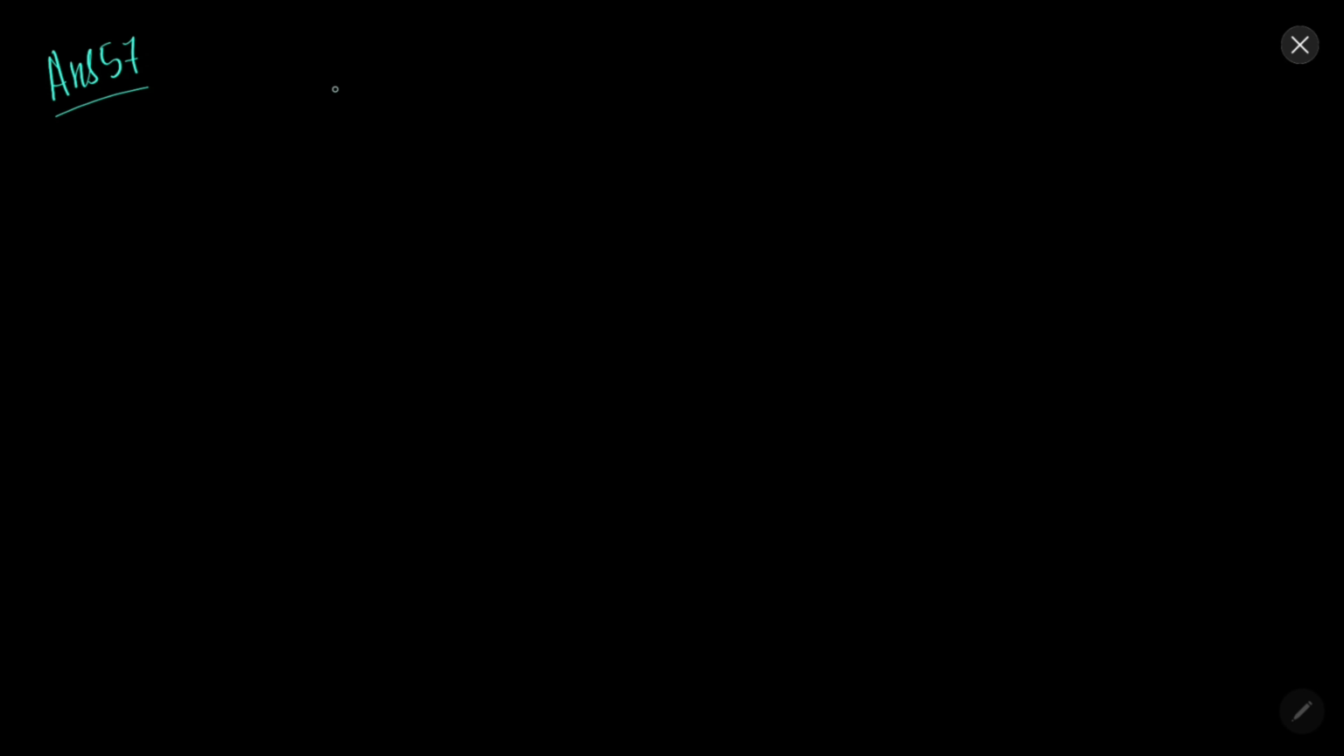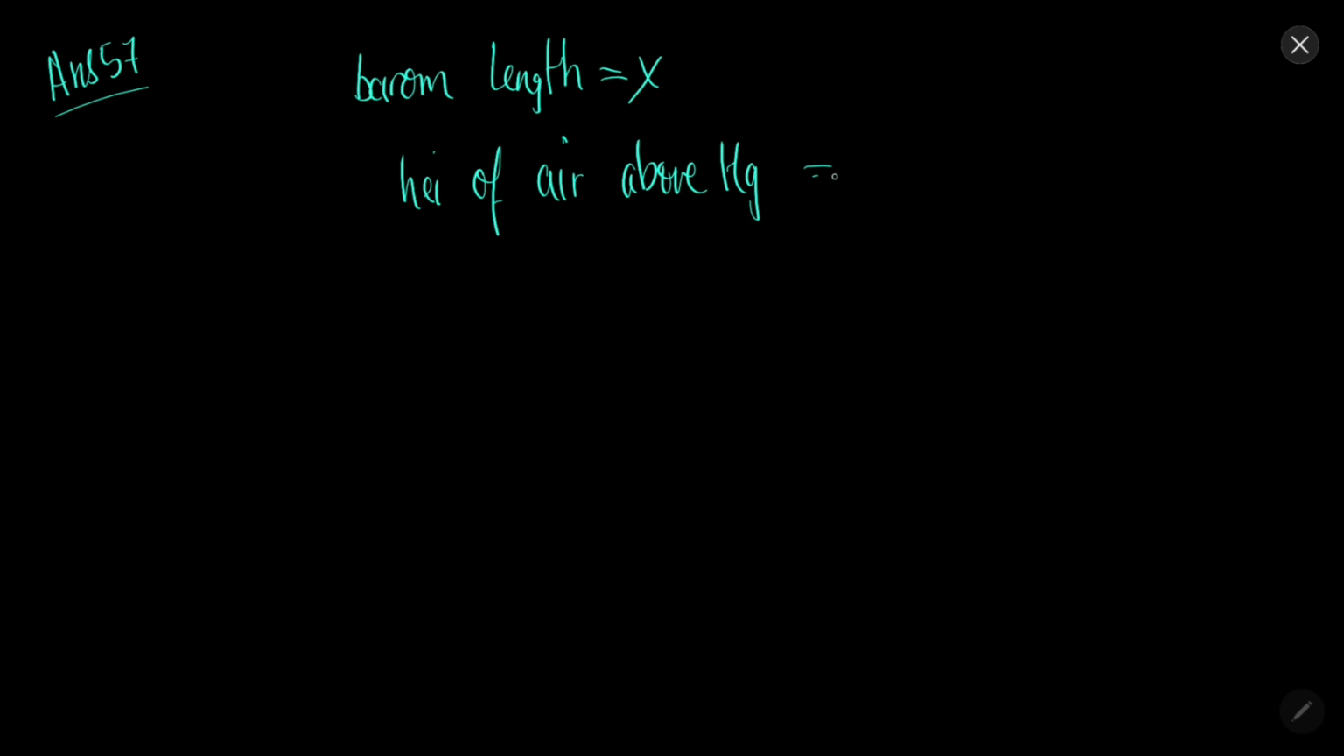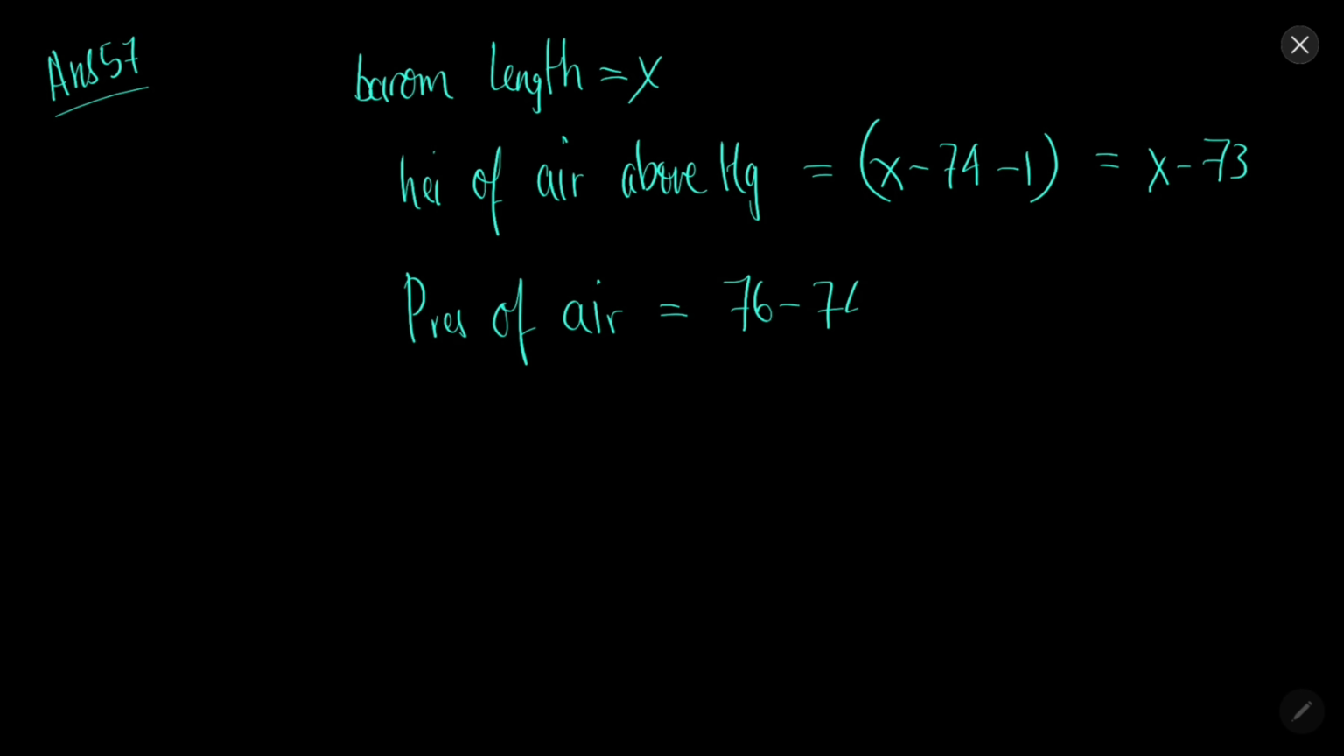Solution 57. So let the barometer length be x. Height of air above the mercury column is x minus 74 minus 1, that is x minus 73. Pressure of air is 76 minus 74 minus 1, that is 1 centimeter.